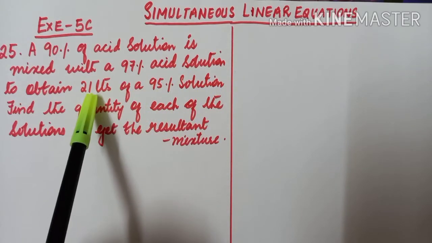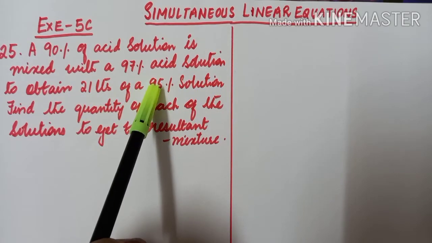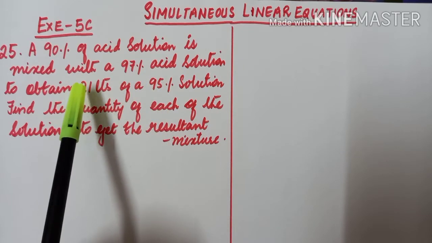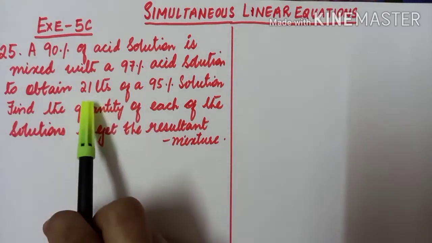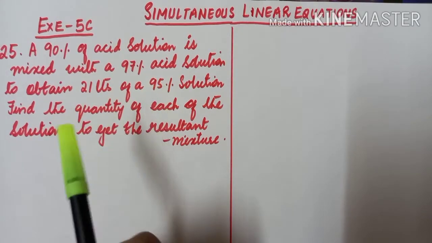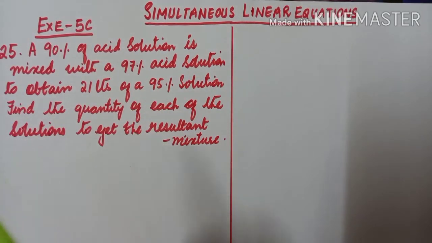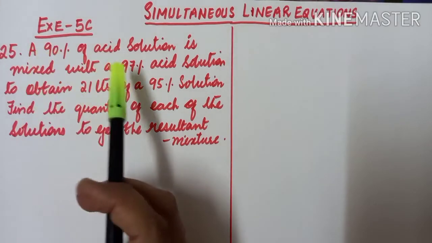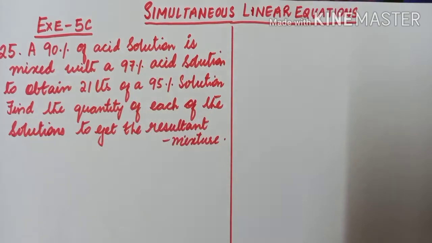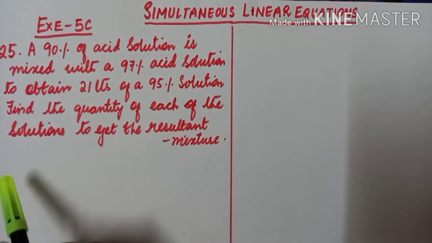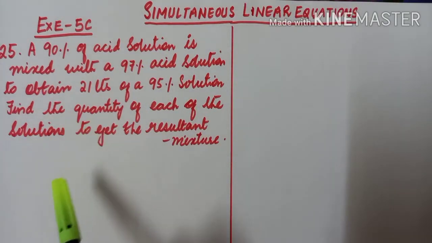Now over here it is given 95% of this 21 liters. From 21 liters we can obtain 95% by mixing these two percentages. But what is the quantity of each, we don't know. So you need to find finally the quantity of each of the solutions to get the resultant mixture.